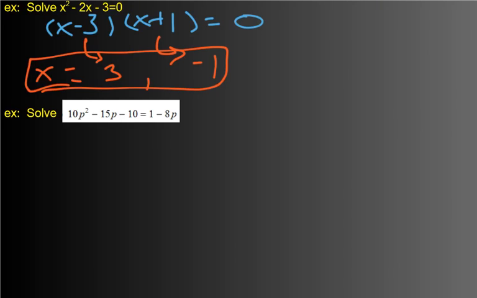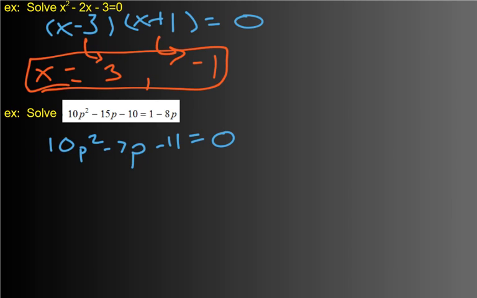So I'm going to just move everything to one side. So I'm going to add 8p over and get -7p. And then -1 and get -11. And then this is one of those where, before I was saying if this isn't prime, it's pretty hard to factor.